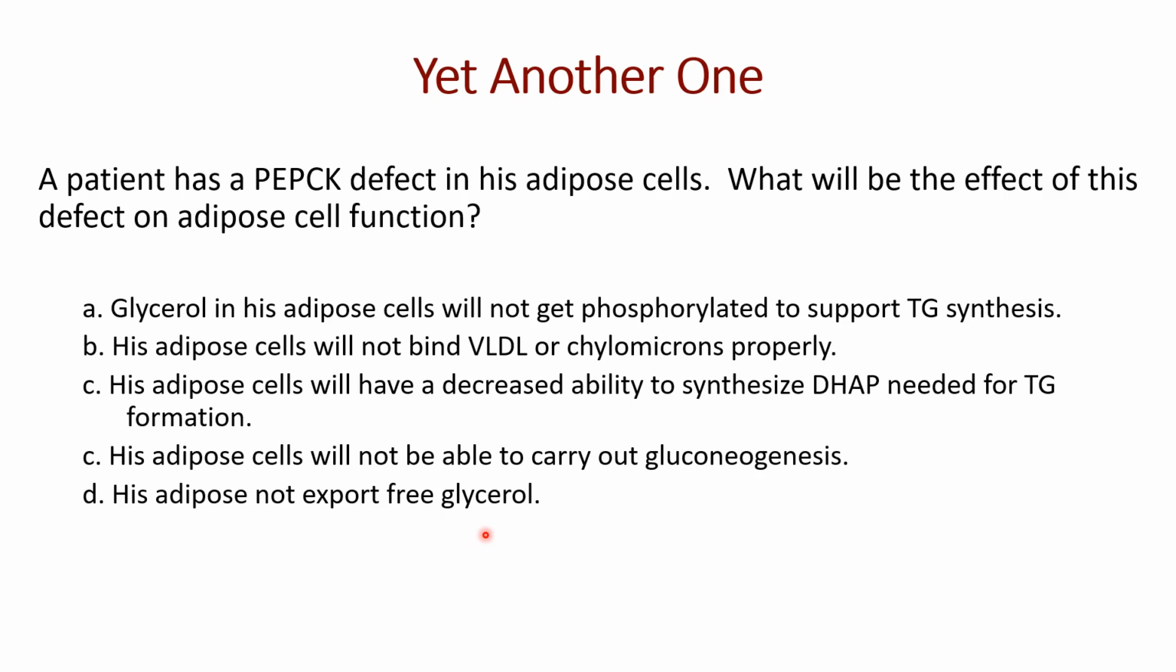You're not trying to produce glycerol, you're trying to produce glycerol 3-phosphate that is used to make a triglyceride so that you can reincorporate those free fatty acids for storage.